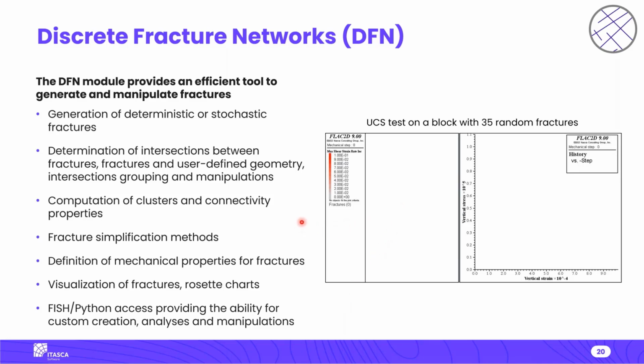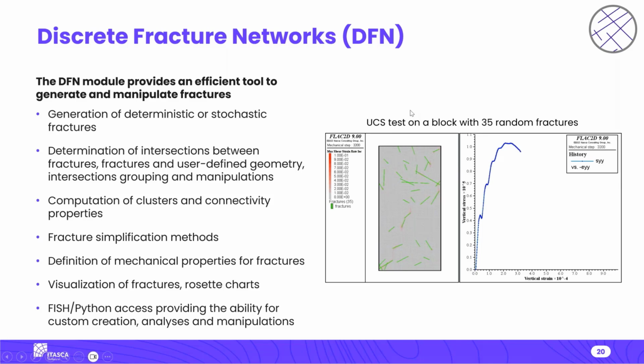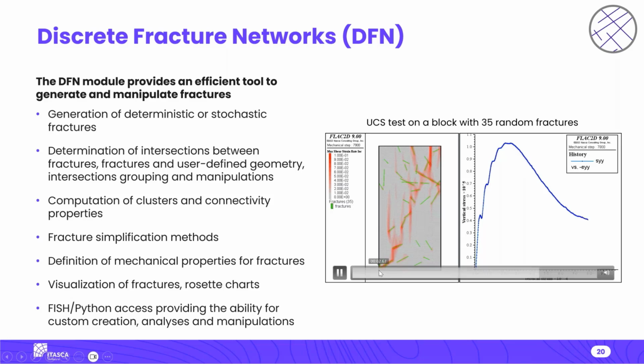Here is an example of UCS test of a block containing 35 random fractures. And you can see when the material starts failing, the failure is happening along predefined fractures. And you can see that we already went over the peak, and material is mostly failing along this line where most of the fractures are. So this is something that you can simply do using discrete fracture network and without creating any additional geometry.